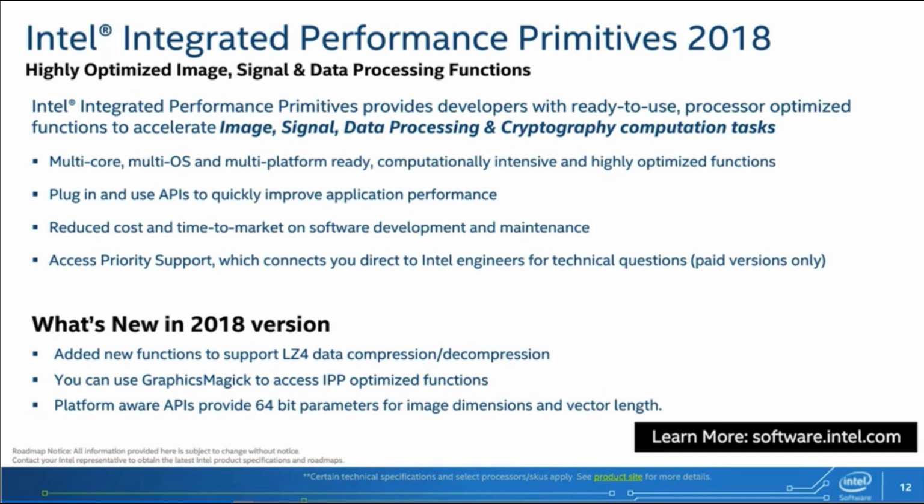The new aspects of the 2018 version are that we have new functions for LZ4 data compression and decompression. You can use GraphicsMagick to access IPP-optimized functions, and we have platform-aware APIs for 64-bit parameters with new ways of thinking about image dimensions and vector length.